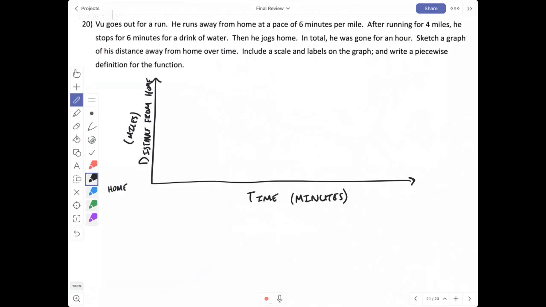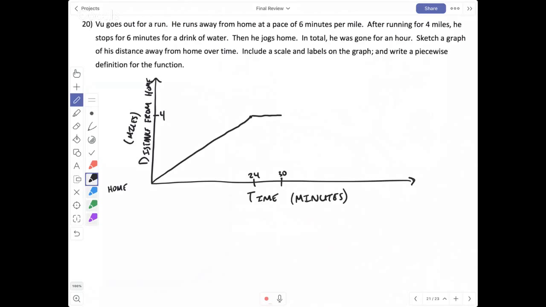Okay, and let's see. He runs away from home at a pace of 6 minutes per mile, and after running for 4 miles. So here we go. This is 4 miles. If he's running 6 minutes every mile, I'm thinking that 4 miles should take him 24 minutes. 24 minutes, 4 miles. Good running, Vu. Then he stops for 6 minutes. So 24 plus 6 is 30. He didn't get further away from home. He didn't get closer to home.